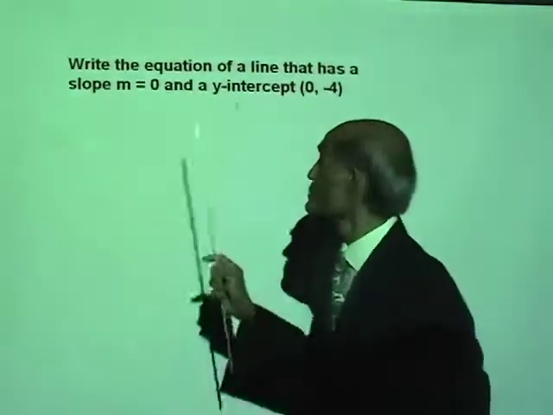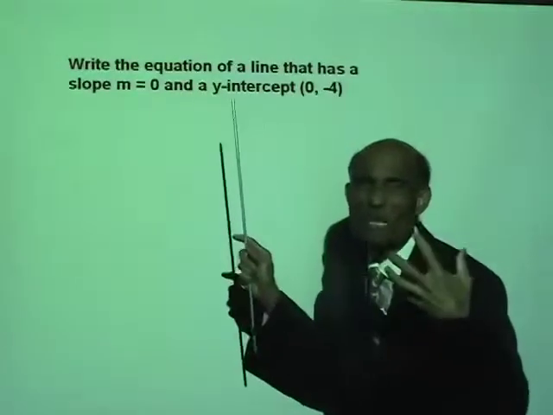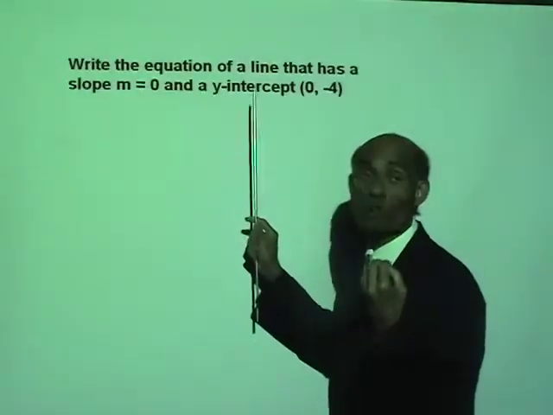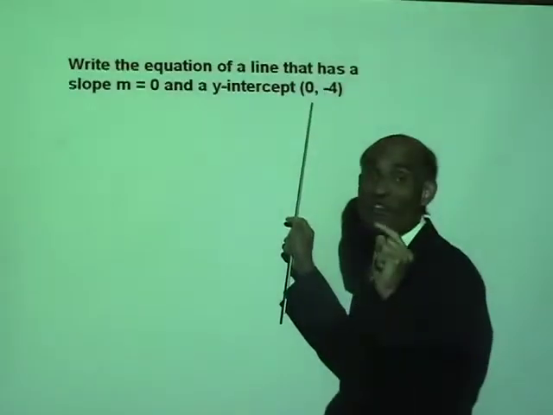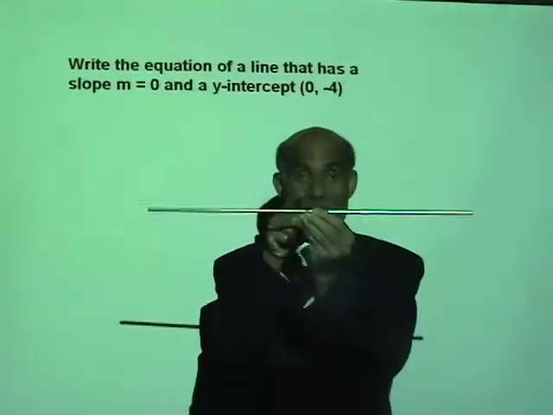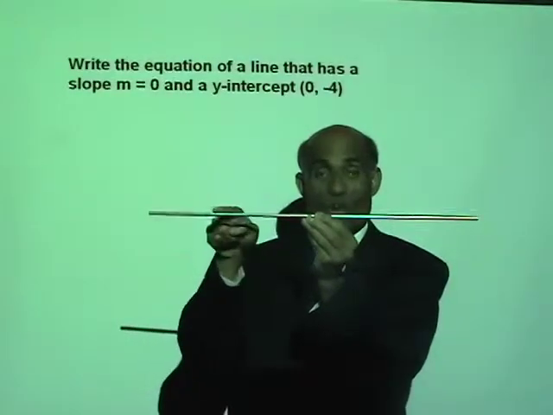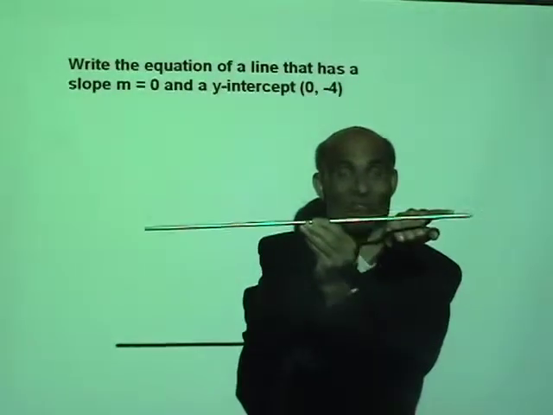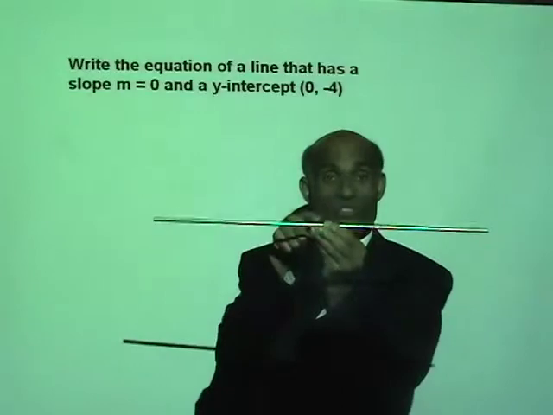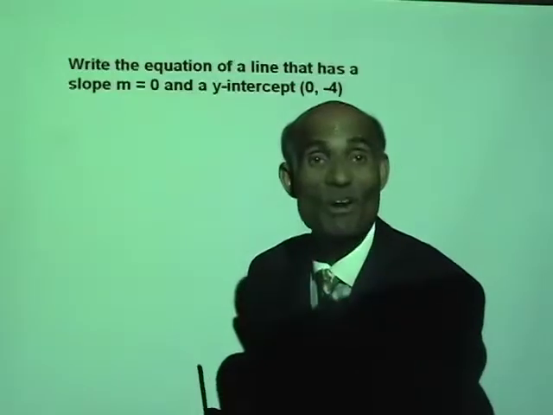So you can say, since the y-intercept is 0, -4. What does it mean the y-intercept is 0, -4? It means the graph of this line will cut the y-axis at y equal to -4. So here is the line that cuts the y-axis at y equal to -4. That means all along this line, the value of y will be -4. It's a horizontal line passing through y equal to -4. Isn't it? So what is the equation of that line?